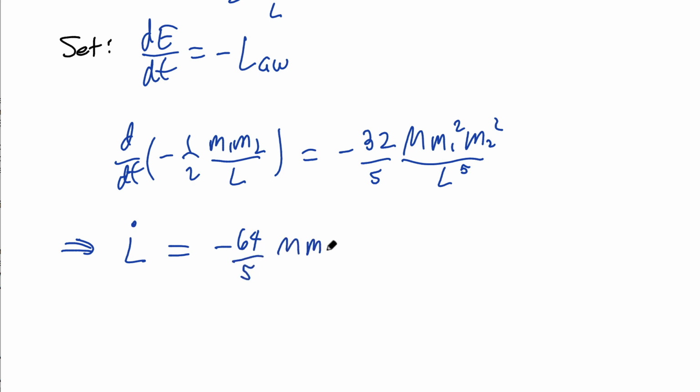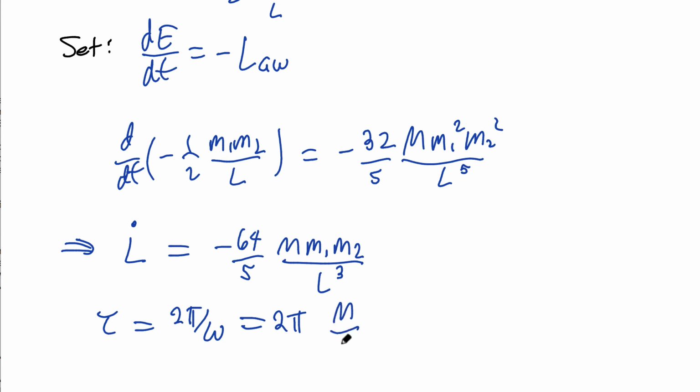This result can also be written in terms of the orbital period. Let's let tau denote the orbital period. So this is 2 pi divided by omega. And remember, omega squared is the total mass divided by L cubed. So this is m over L cubed to the minus 1/2 power. And this is the orbital period for the system.